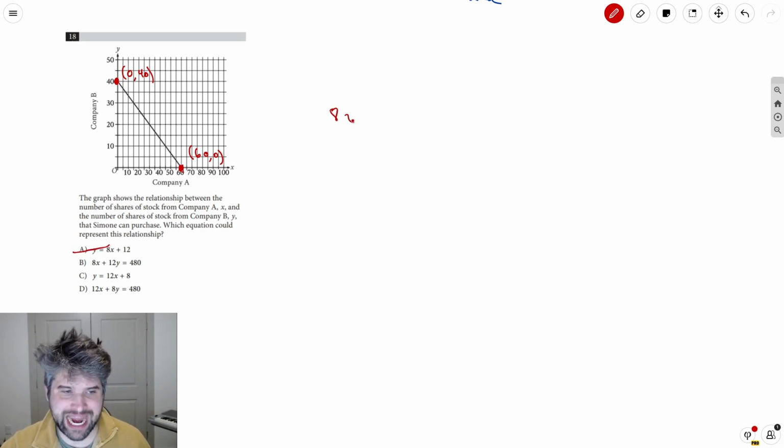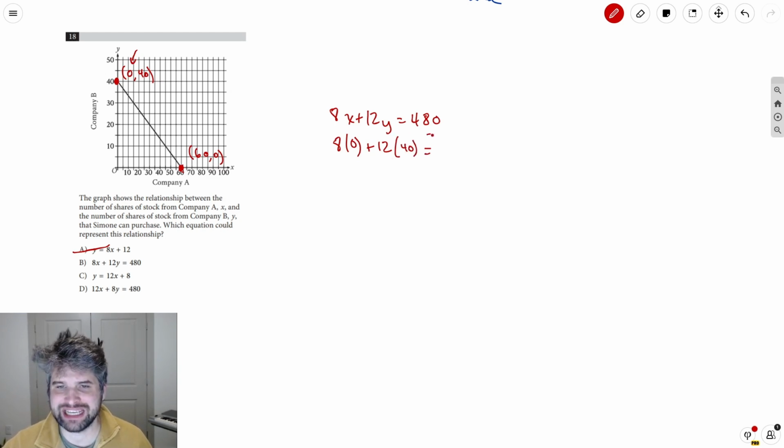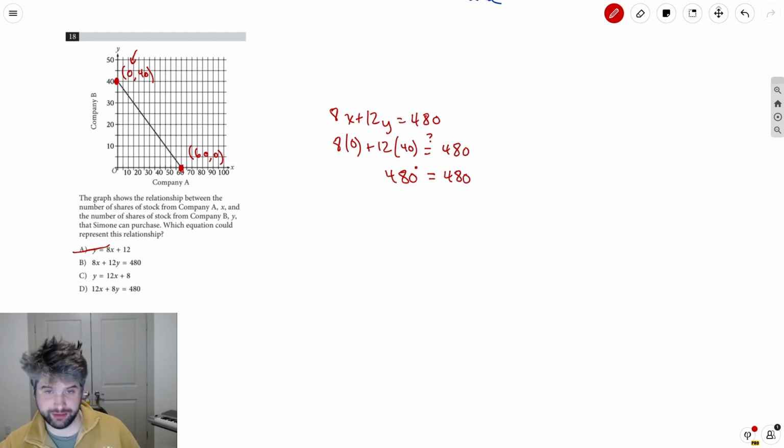The next one is 8x plus 12y equals 480. So substitute, let's try this one. Substitute 0 for x, so 8 times 0, plus 12 times, we're substituting 40 for y, and asking, does that equal 480? 8 times 0 is 0. What's 12 times 40? Well, 10 40s is 400. 2 40s is 80, so that's 480. 480 does equal 480, but are we done?